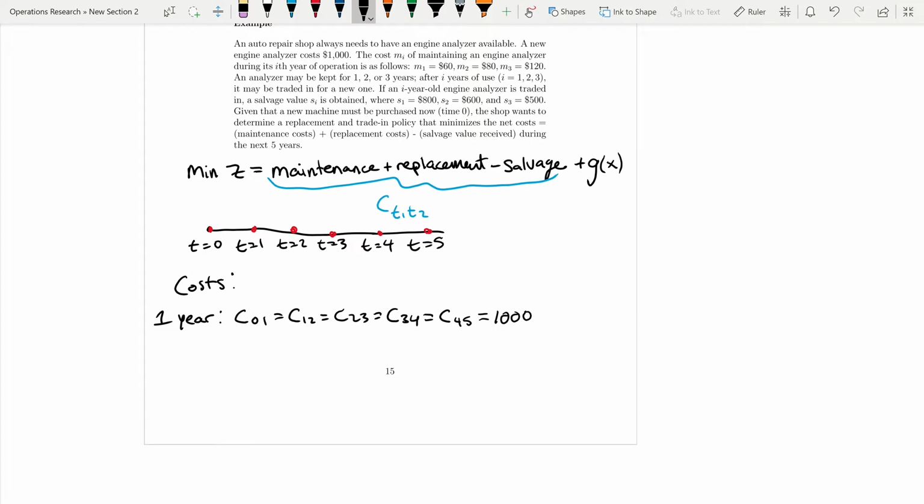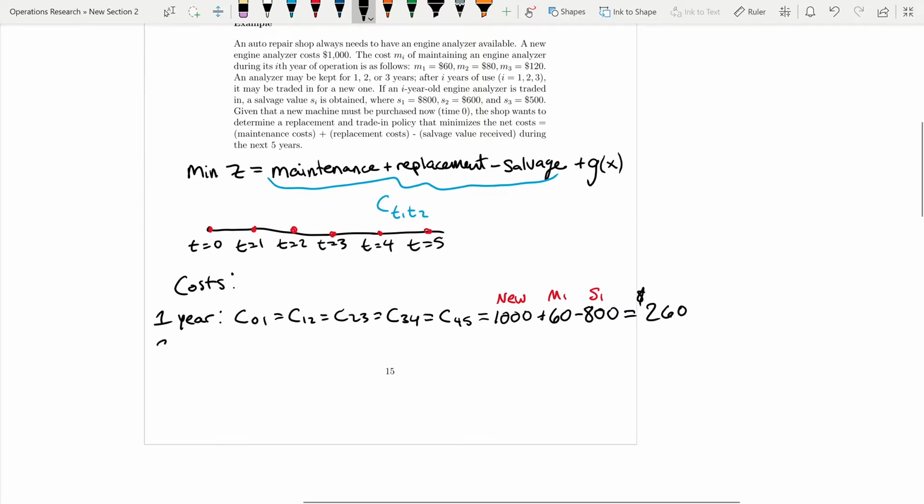What this is going to equal is $1,000, which is our cost for our new engine, plus the maintenance cost for 1 year, minus the salvage value if we sell it after 1 year. Again, I'll just label those. This is to buy it new. This is our maintenance one. And then we're subtracting our salvage one. So when you compute all of this, 1,000 minus 800 plus 60, that's just $260.